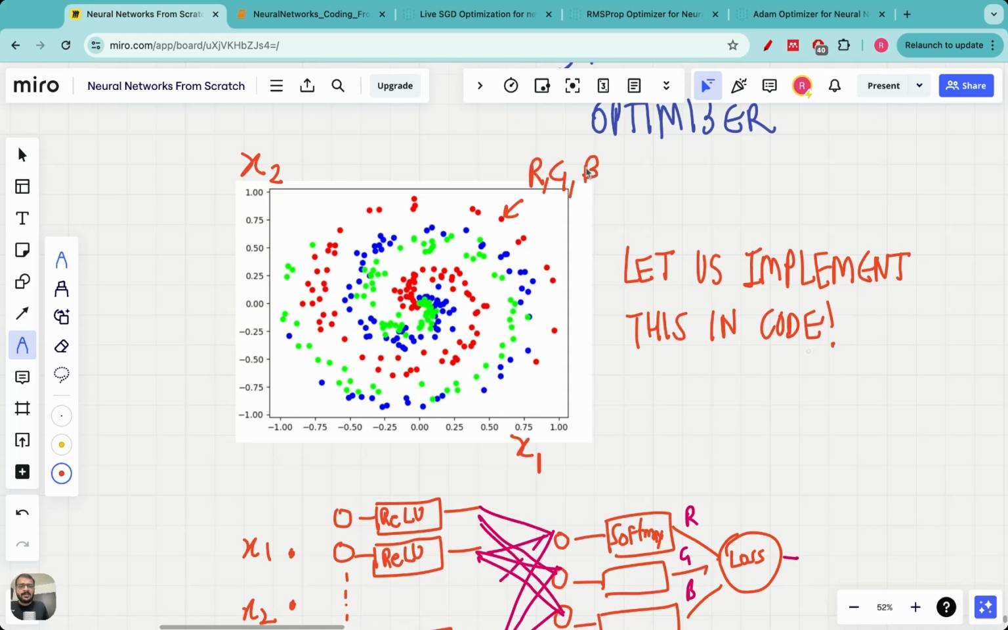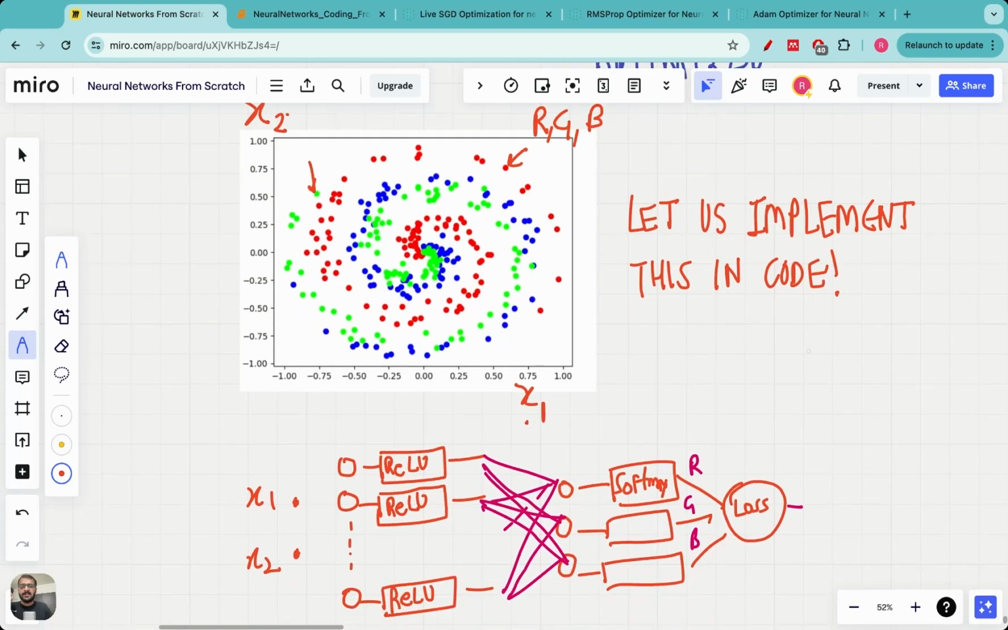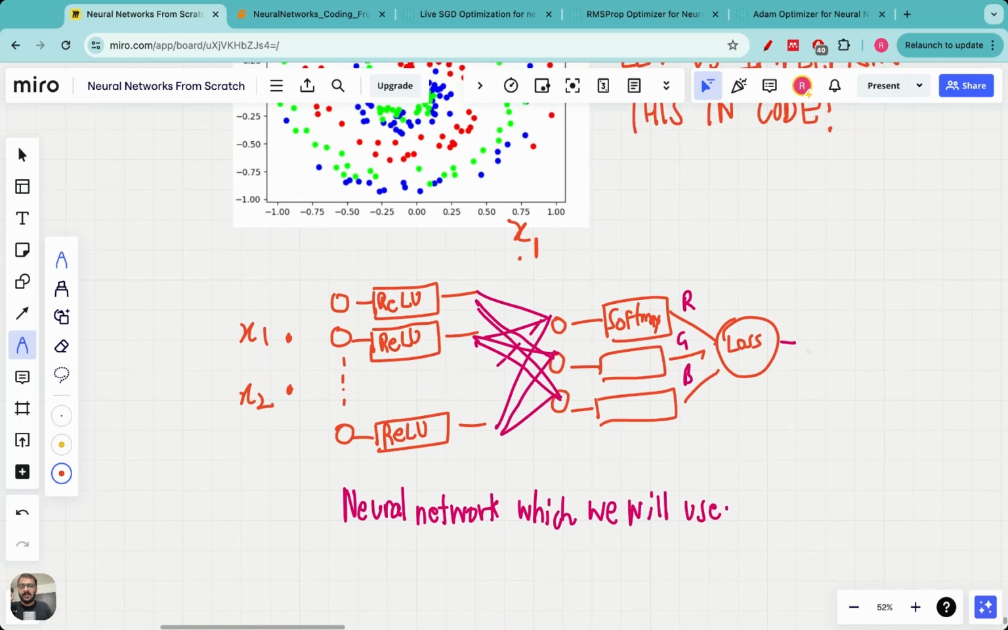The goal for us is to train a neural network so that any new point, let's say if this new point is given to us, based on its values x1 and x2, we should be able to correctly classify whether it belongs to the red class, the green class, or the blue class. That's the problem which we have to solve, and this is a classification problem. So let's first see how the neural network architecture will look like.